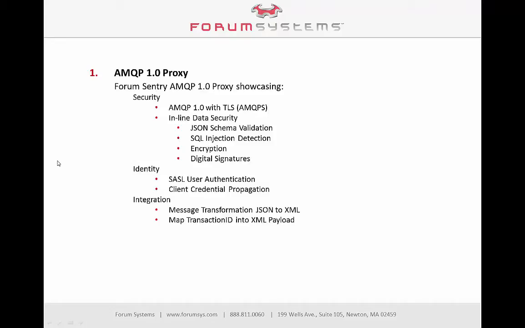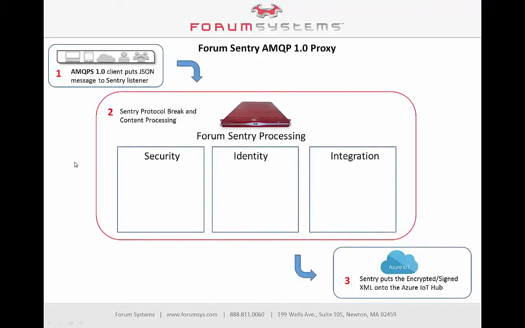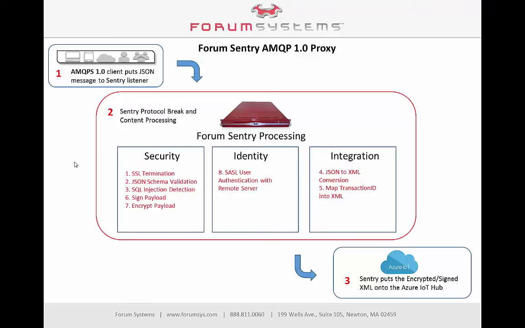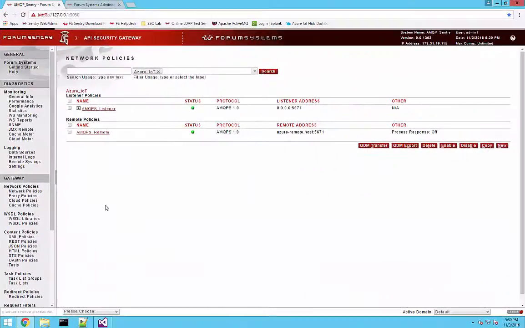The simulated device client app will put a JSON message to a Sentry AMQP 1.0 listener, and Sentry will perform the following request processing on the incoming call: SSL termination, JSON schema validation, SQL injection detection, JSON to XML conversion. We'll map a transaction ID into the new XML document, sign the payload, encrypt the payload, and then finally propagate the SASL user credential when it connects to the Azure IoT Hub via AMQP over TLS, or AMQPS as it's known. Now let's review the policy configuration in the Sentry web app and interface.